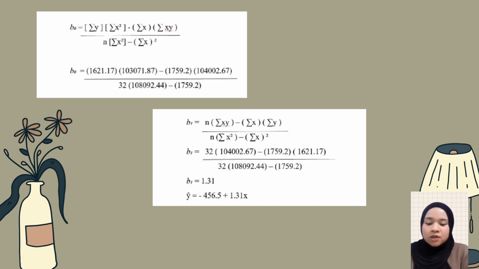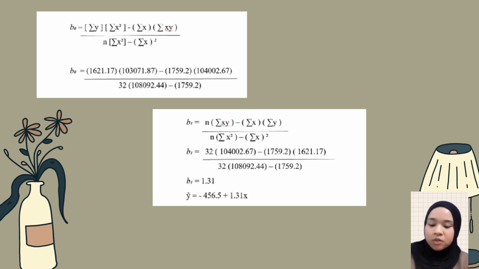From the data that we collected, B0 is in bracket 1621.17 in bracket 103071.87 minus 1759.2 in bracket 104002.67, per 32 in bracket 108092.44 minus 1759.2. So the answer for B0 is negative 456.5.